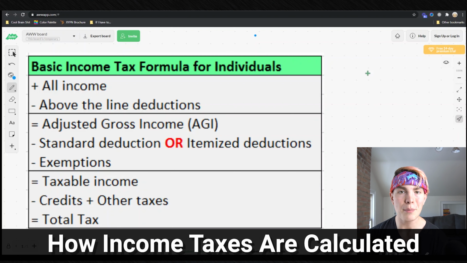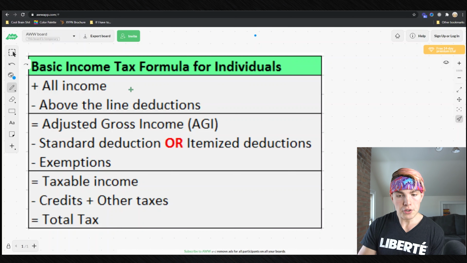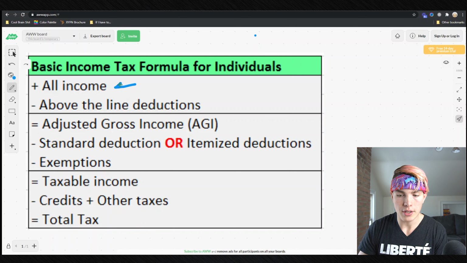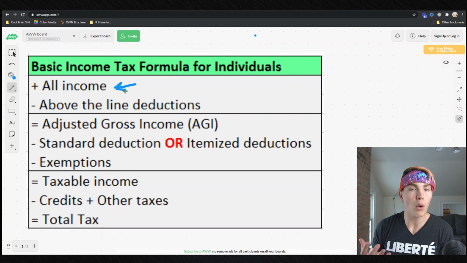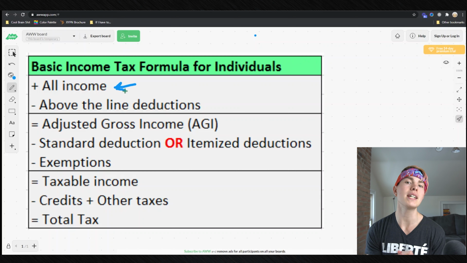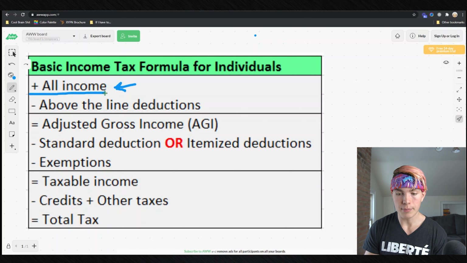We're going to dive into my computer so I can show you that formula and break down every step of the way. All right, so here we are on my computer, and as you can see, this is the basic income tax formula for individuals. We're going to start off at the top, and this says all income. So this could also say gross income. Gross income, all income, same thing. Basically, all of the money that you receive over the course of the year from your business is going to be included right here. So that is what you start off with, very simple there.